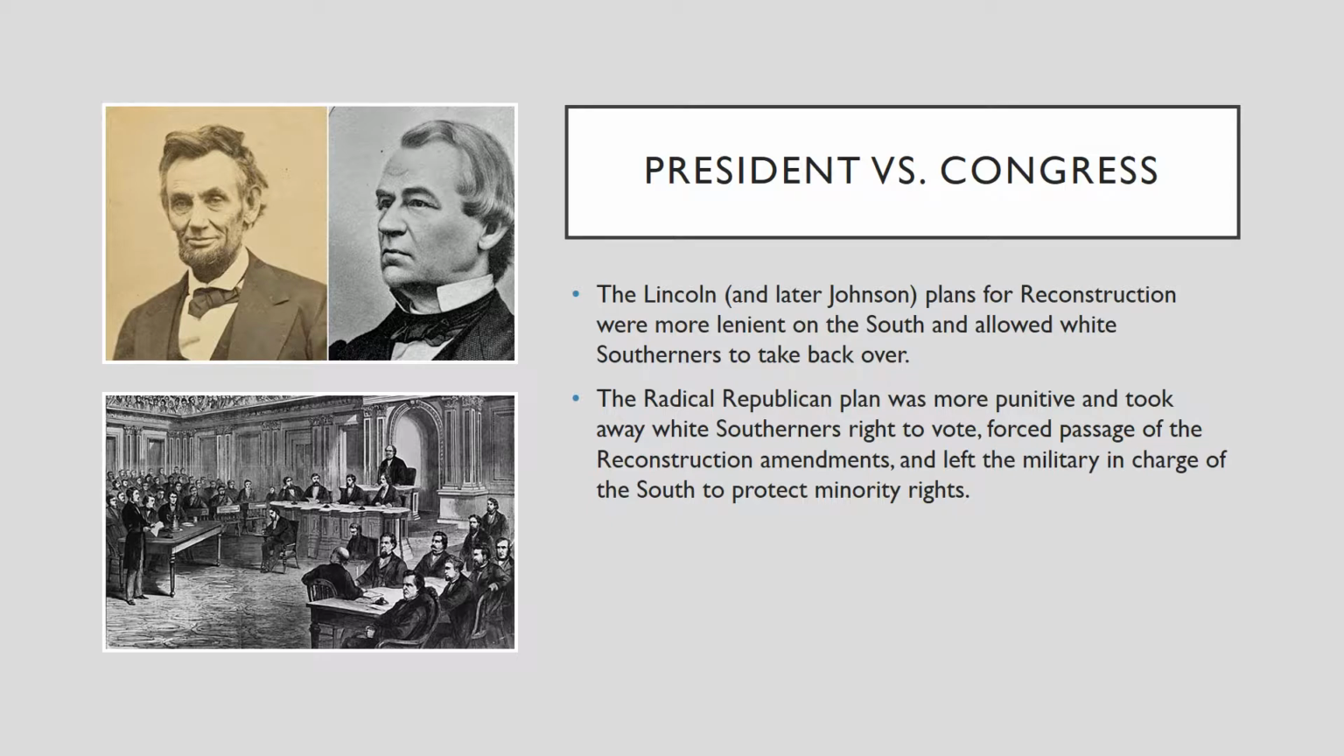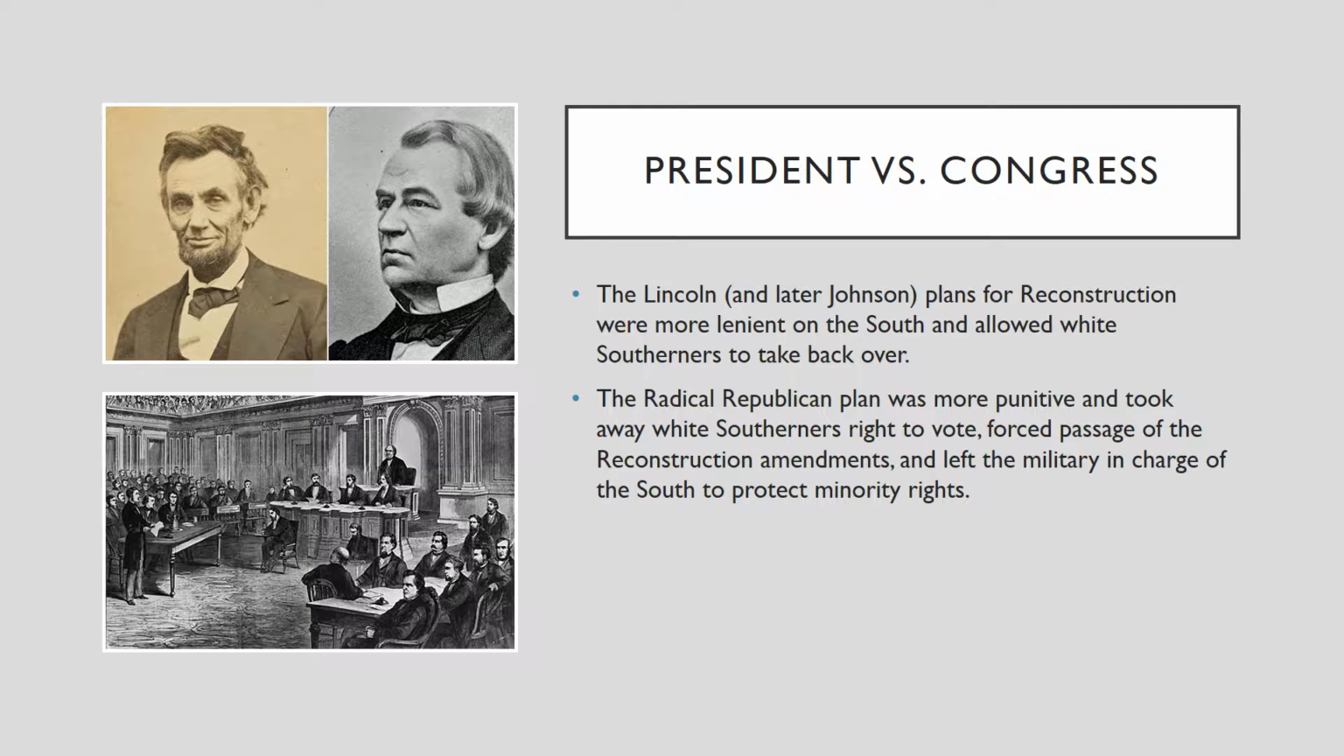Okay, we have two different plans for Reconstruction. We have the presidential plan of Reconstruction, and then we have the congressional plan for Reconstruction. So the presidential plan, which really starts with Lincoln's plan for Reconstruction, is going to be a very lenient plan. It is not going to punish the South nearly as much as the congressional plan is. Lincoln's view was he wanted to bring the South back into the United States as quickly and painlessly as possible.